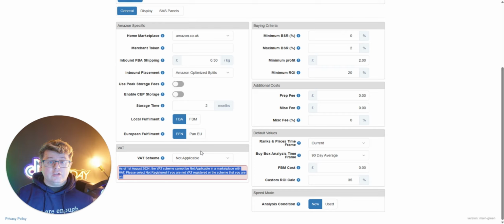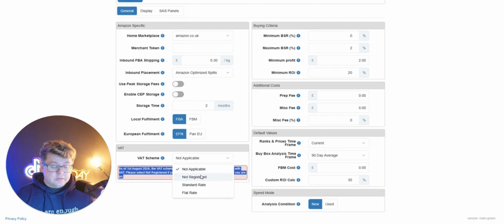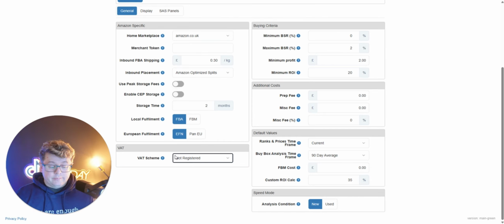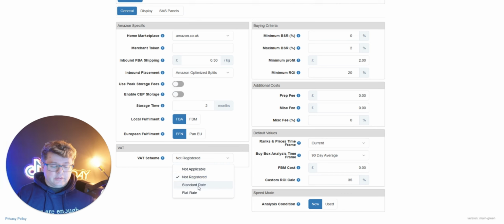If you're just starting your journey, you need to be using the not registered. If you have done business before on this business and you've done over 90k in sales, what you would need to be doing is going to the standard rate or flat rate, depending on what your VAT scheme is. Me personally, I'll be using the standard rate.